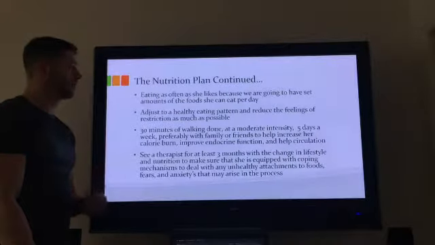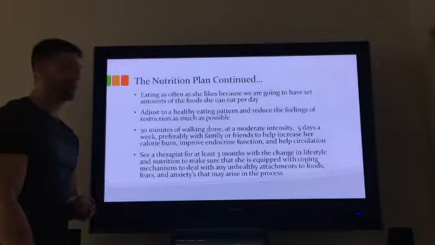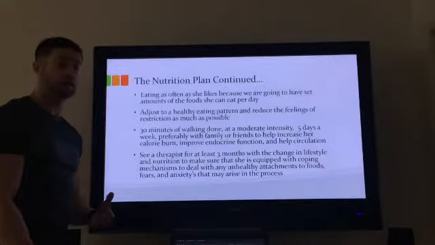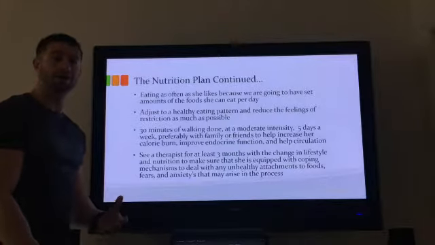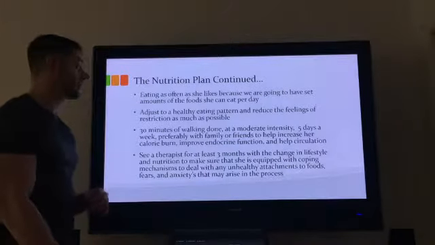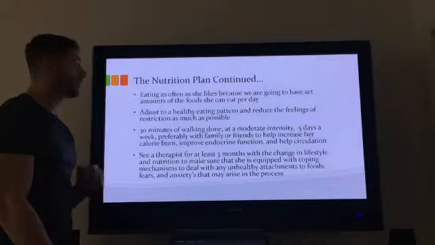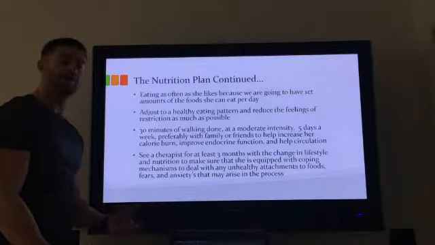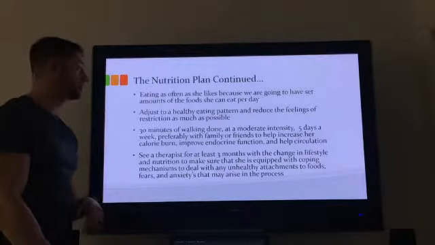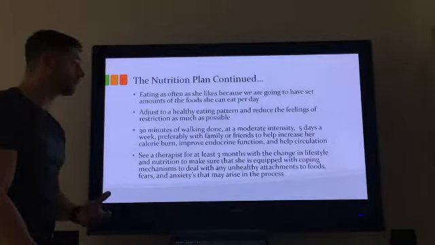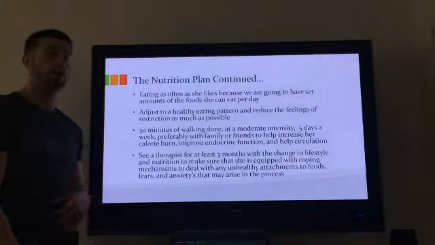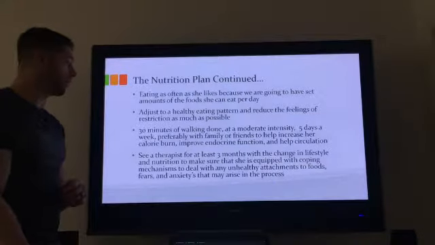We want to make sure that Jane feels like she's eating as often as she likes. Again, going back to the calorie deficit, when she gets hungry, we want to make sure that she feels like she can eat. If she's not hungry, we don't want her feeling like she has to eat. So we're going to have set amounts of foods that she can eat per day and not so much restricted times that she can eat per day. We're going to adjust to a healthy eating pattern and reduce the feelings of restriction as much as possible while at school and while at home.